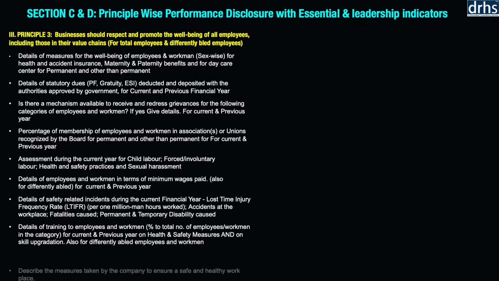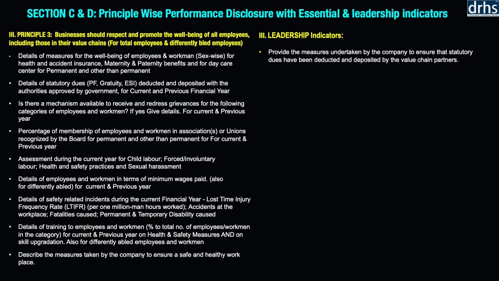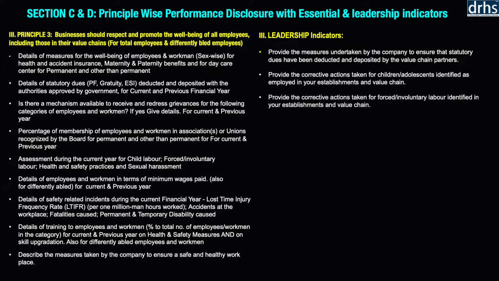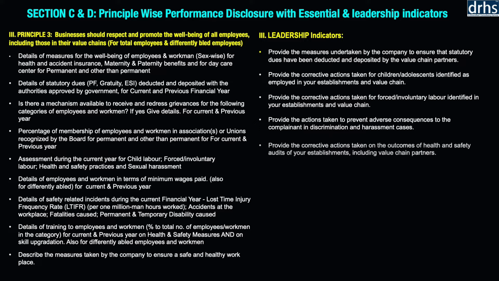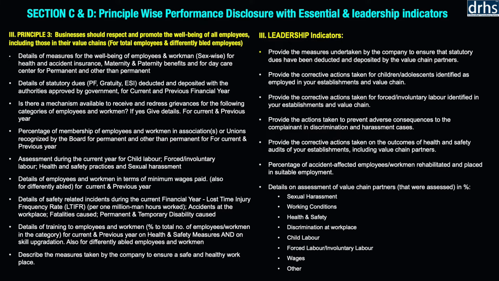While the leadership indicators seek information on the value chain system in the company for statutory dues deducted and deposited, corrective action taken for children or adolescents identified as employed in the establishment and the value chain, and also for forced involuntary labor, corrective actions against complaints of discrimination and harassment, the proportion of accident-affected employees, workman rehabilitation action, and a detailed assessment of the value chain partners for sexual harassment, working conditions, health and safety, discrimination at the workplace, child labor, forced labor, involuntary labor, wages, and others.